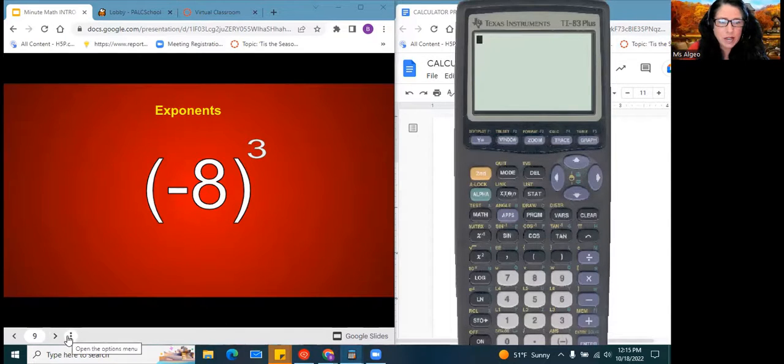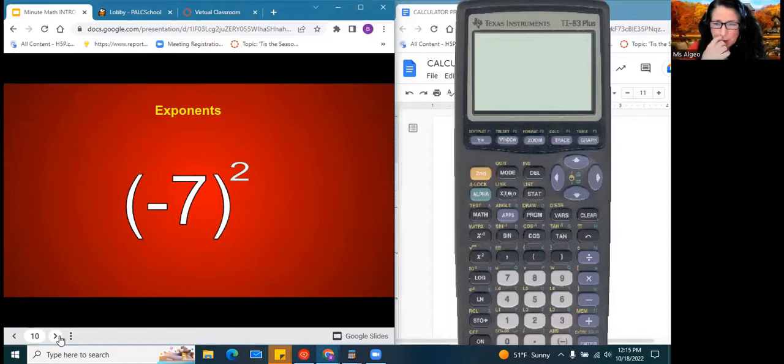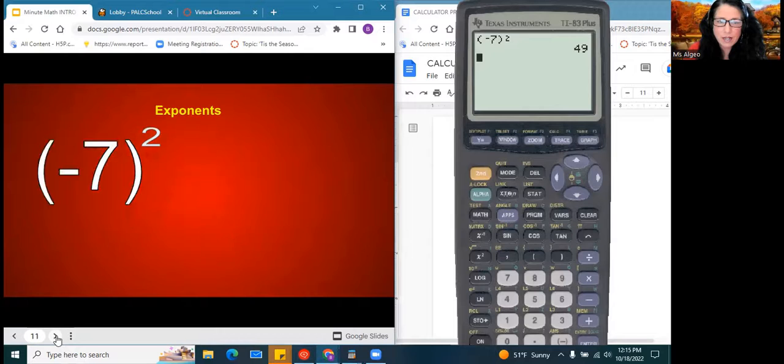Now, if I just have squared, same thing. I'm using my parentheses here because it's saying negative 7 squared. See this key right here says x squared? Okay. And I'm going to enter that, say -7 times -7. The answer is 49. Now that's different from -7 squared, or the opposite of 7 squared.